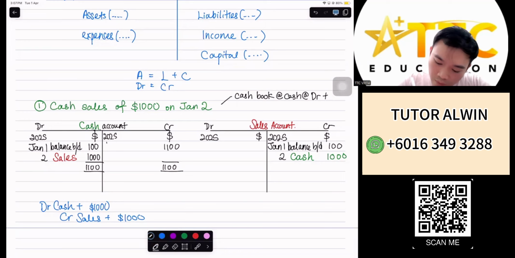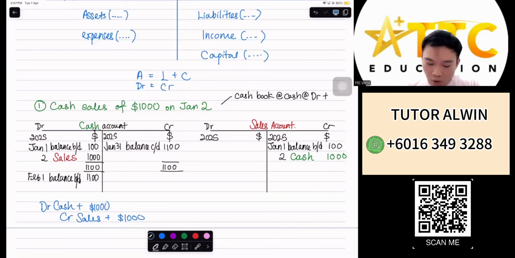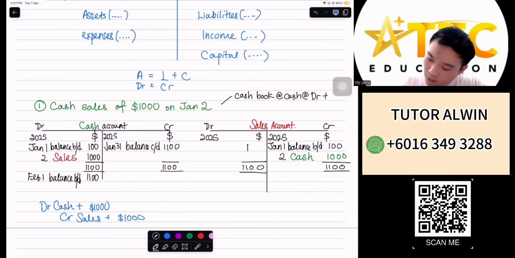So here 1,100, we put January 31. We call it balance carry down. Why? Because you're going to carry it downwards to the next month, which is February 1. Balance brought down 1,100. So on February 1, you have $1,100 cash in your hands. For sales, okay, 1,100. Both sides must be equal. Balance carry down. Bring it to February 1.